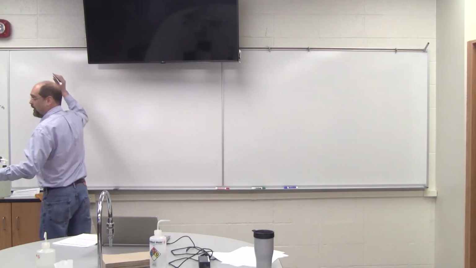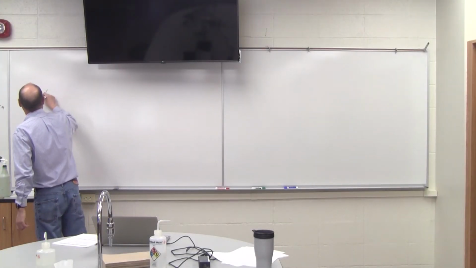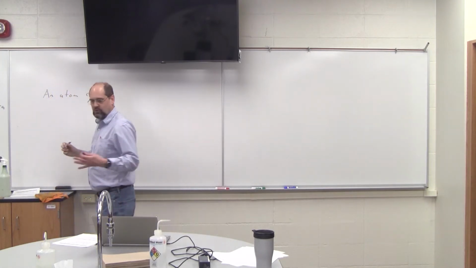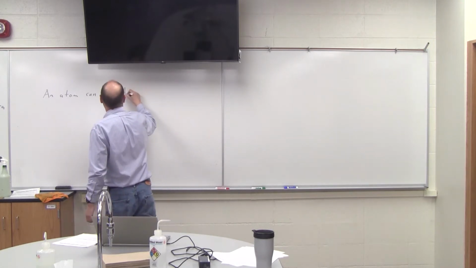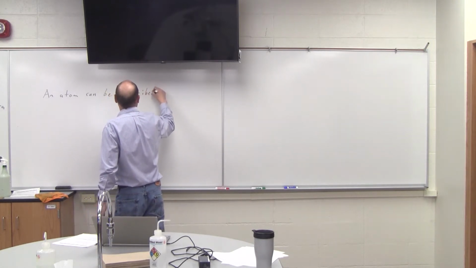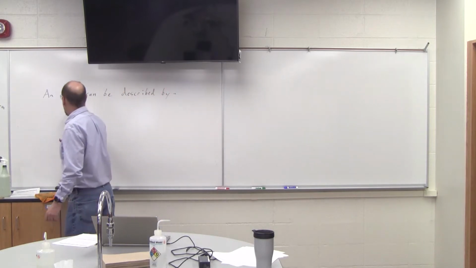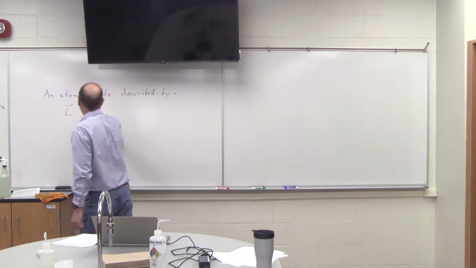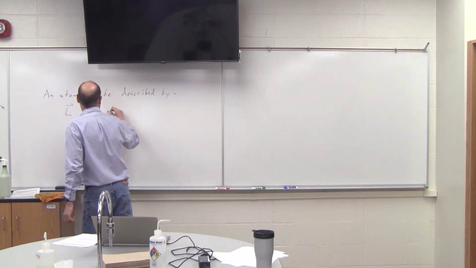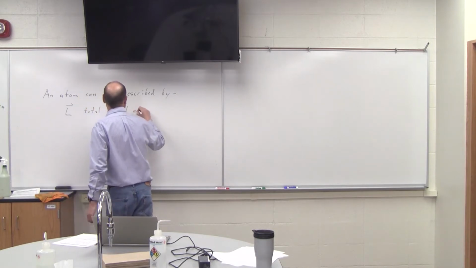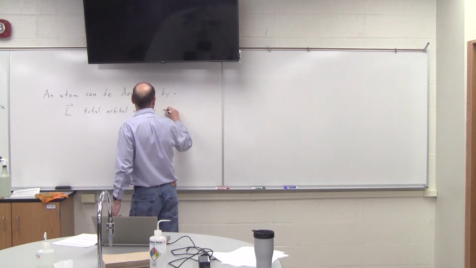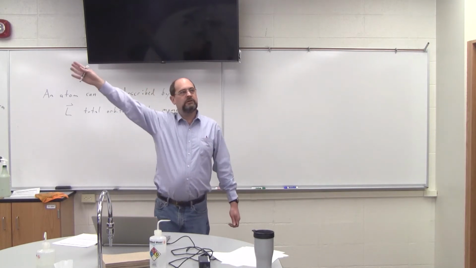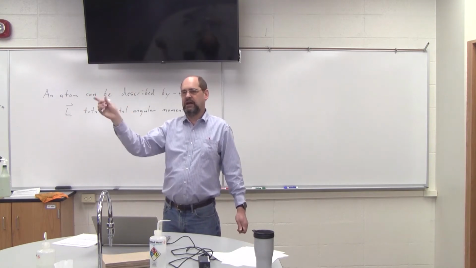So, something I talked about a little bit. An atom can be described by L vector, the total orbital angular momentum. Now remember, I can only get the magnitude and the z component of that. I can't get x, y, and z of the vector.